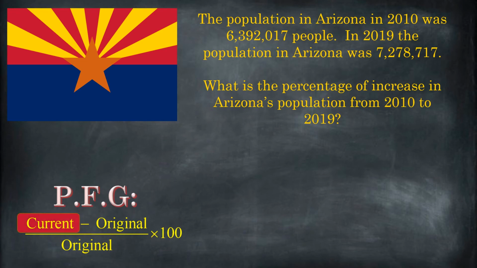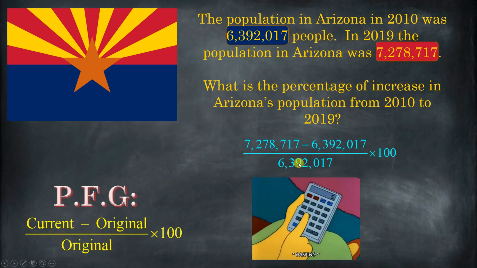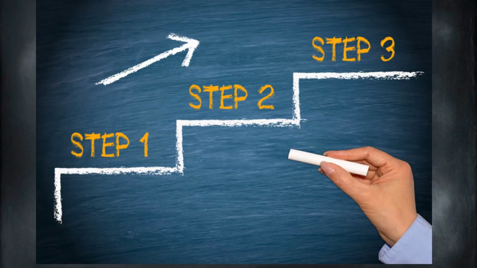So then you're going to identify what is current. Well, current is the 7,278,717 people, and the original is what the population was in 2010, 6,392,017 people. So now, after we've got that, we just plug our numbers in: current minus original divided by original, and of course times 100. Plug it into your calculator. Make sure you write it down first. You get 15.9%. Boom, done.